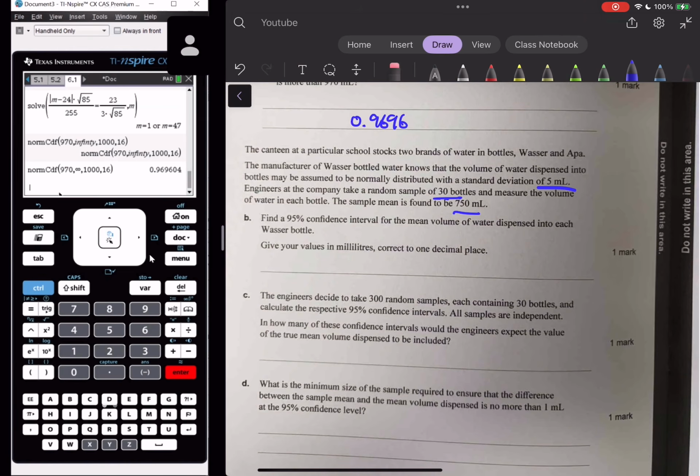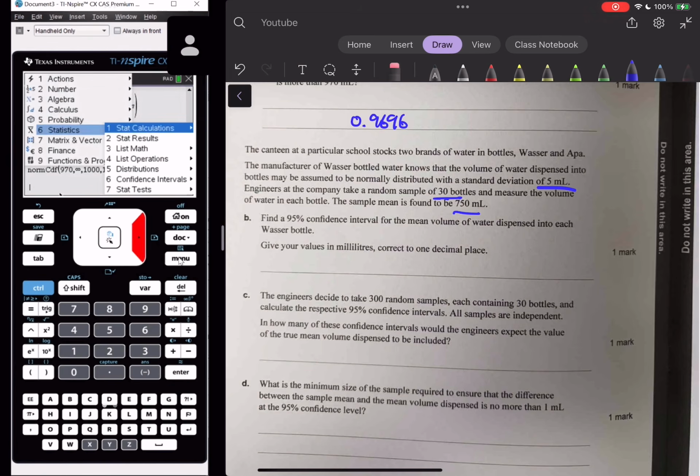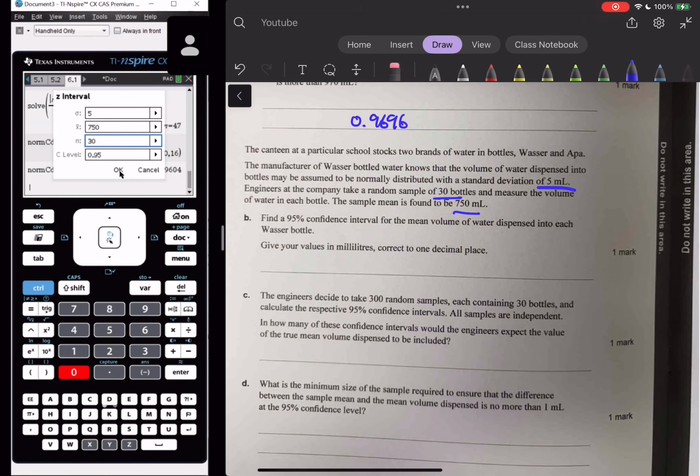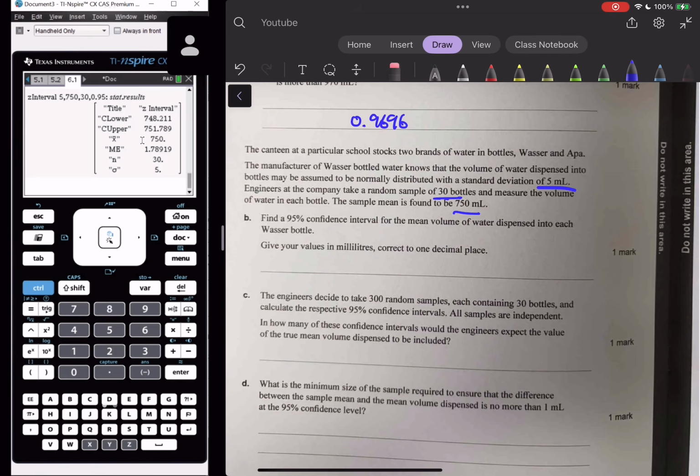So I'm going to do menu, stats, stat calculations. Sorry, not that. Confidence intervals, Z interval. And I'm going to switch to stats. And I'm going to go sigma is, what was it? 5. X bar is going to be 750. N, that's going to be 30, and 0.95. Okay, so we have 748.2, and then 751.8. Okay.